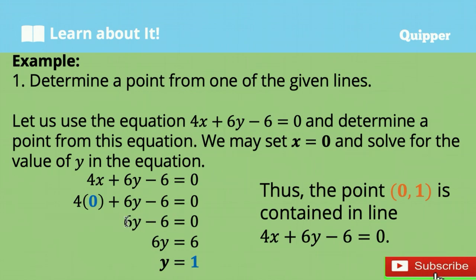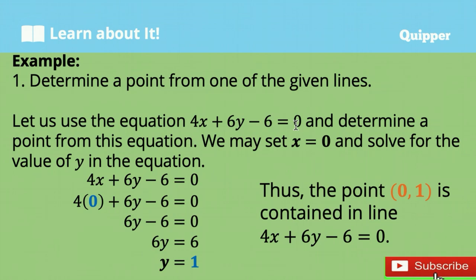We only have one variable now. Then separating the variable term and the constant term, transpose this negative 6 to the other side and it becomes positive 6. And 6y is equal to 6. To find y, we divide both sides by 6. So 6y divided by 6 is y, and 6 divided by 6 is 1. Therefore, if x is equal to 0, then y is 1. And that is the point for 4x plus 6y minus 6 is equal to 0.